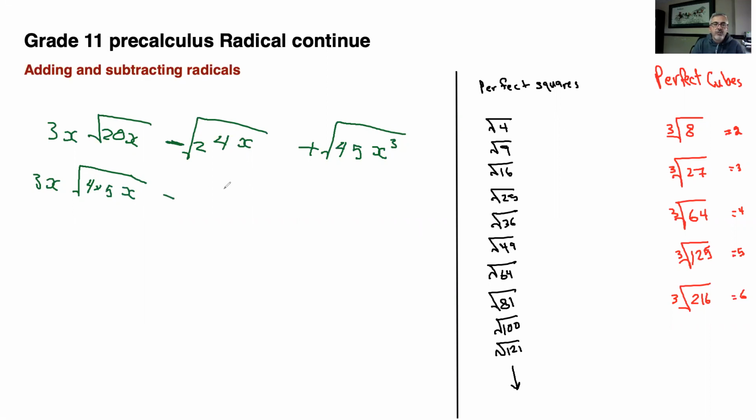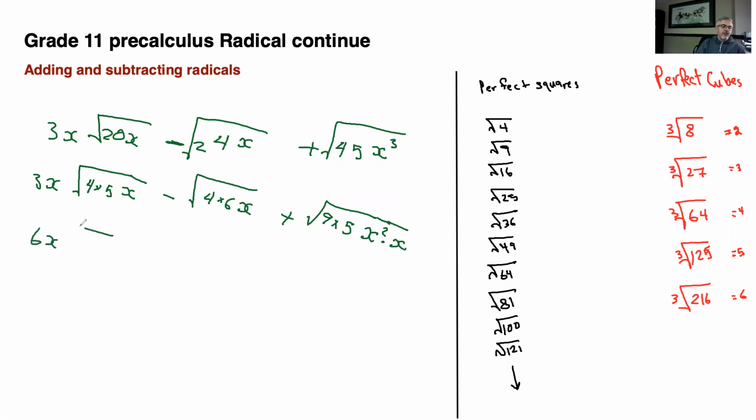I know 4 goes into that as well. So it's 4 times 6x plus the 45, 9 goes into the 45 5 times. So that's going to be 9 times 5. Also the x cubed, since I'm square rooting and there's a 2 here, I'm going to make it into x squared times x. And now I'm just going to write this again. Square root of 4 is 2. You multiply the 2 into the 3, you get 6x.